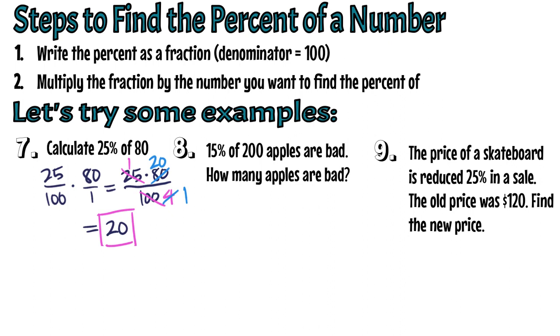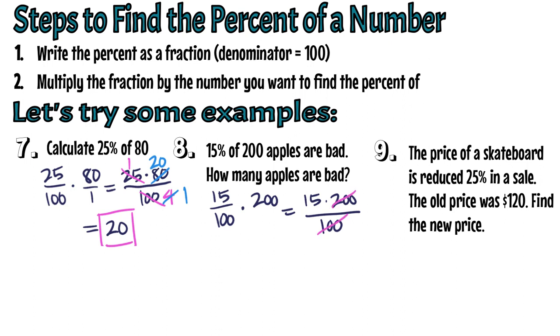Let's try number 8. 15% of 200 apples are bad. How many apples are bad? So we want to calculate 15% of 200. So we write 15 over 100, 15% as a fraction, and we're going to multiply that by 200. So again, I'm going to write it as one fraction, but I'm not going to multiply it out because we're just going to make it more difficult to simplify if we do that.